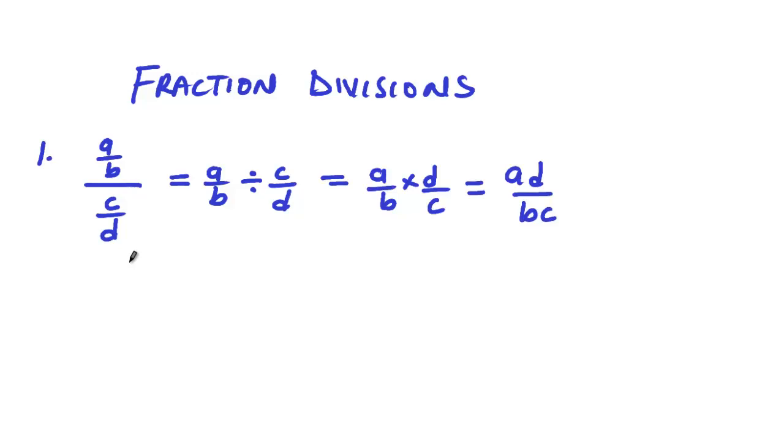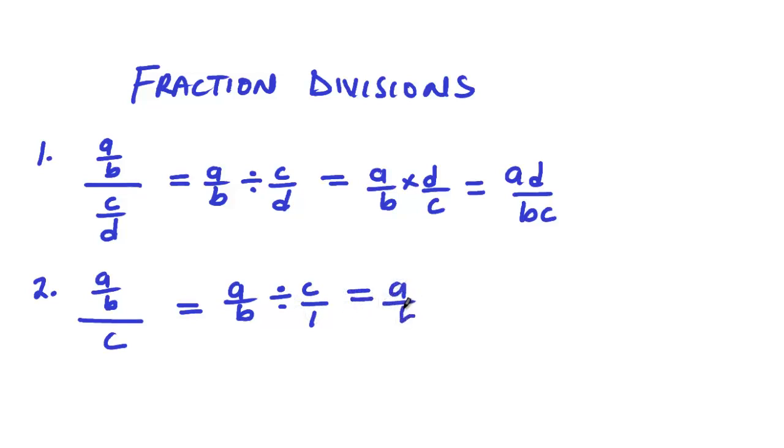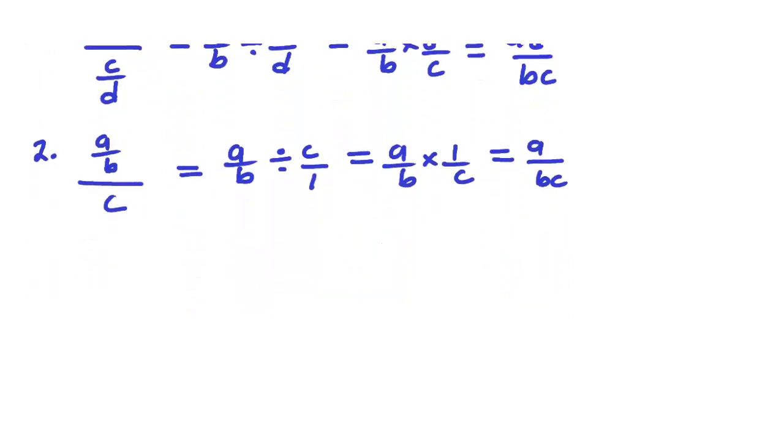Then let's move on to the second one. Number two, if you have A over B divided by C, this is still the same thing as saying A over B divided by C. In reality, this is like saying C over 1. So this will return A over B times 1 over C. So A times 1, that is A. Then B times C, that is BC.